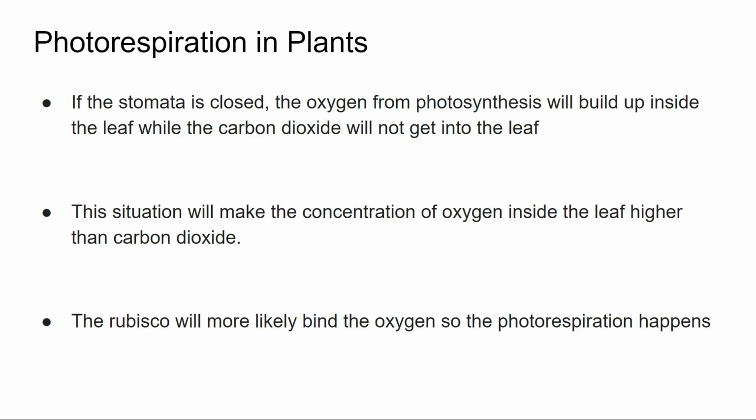Photorespiration in plants: if the stomata are closed, the oxygen from photosynthesis will build up inside the leaf while the carbon dioxide will not get into the leaf. This situation will make the concentration of oxygen inside the leaf higher than the carbon dioxide, and the rubisco will more likely bind to the oxygen. This is why photorespiration happens.